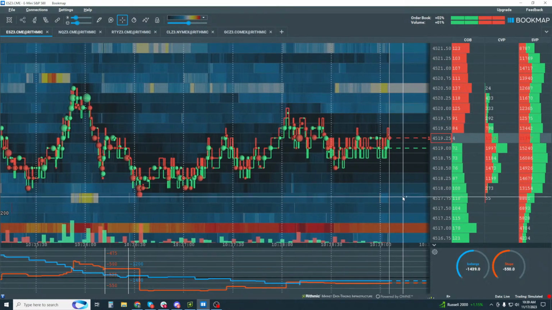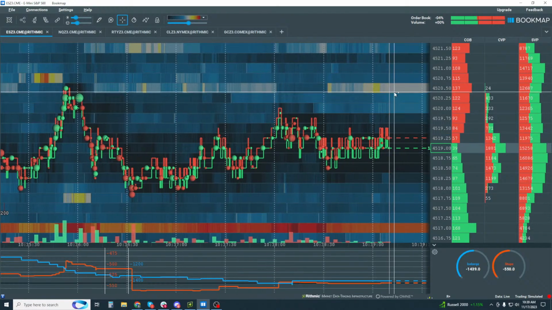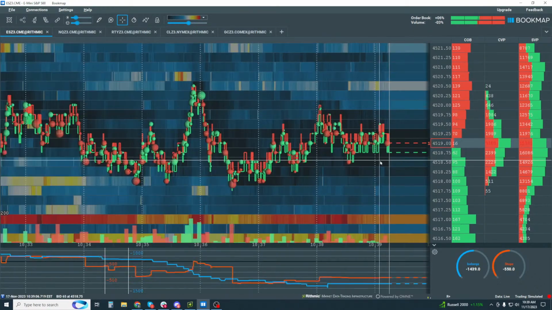They're adding on the bid down here. They're adding a little bit on the offer up here. Yeah, nothing real good.